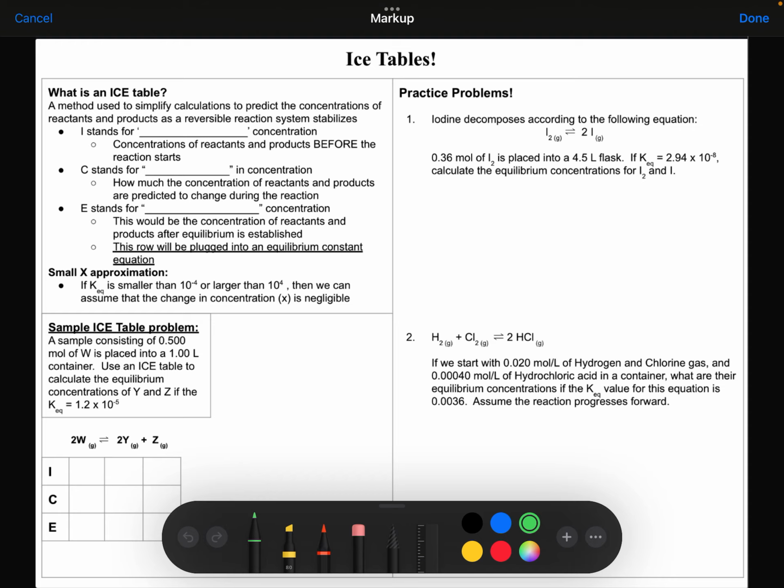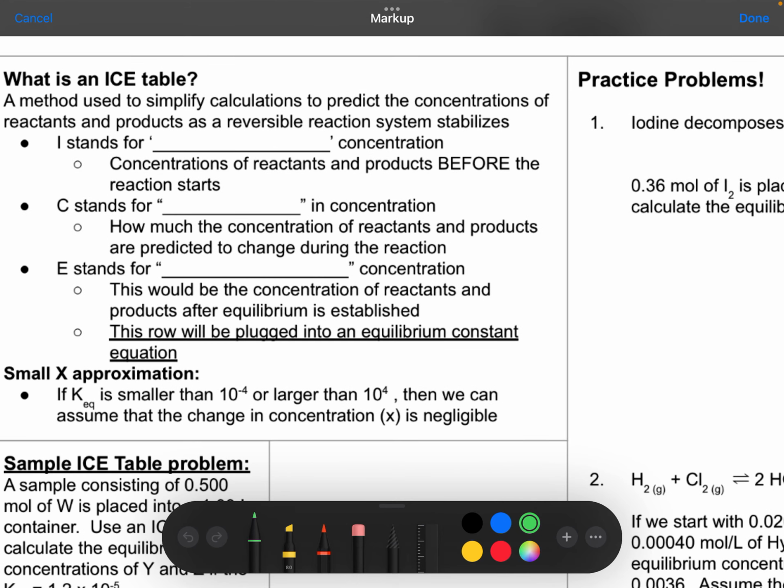So ICE is an acronym. It stands for Initial, Change, and Equilibrium. The I is going to stand for the initial concentration of reactants and products before the reaction starts. So if I have 2 reactant beakers in my hands and I have not mixed them yet, I'll have a certain concentration of both of those reactants and 0 products before I mix.